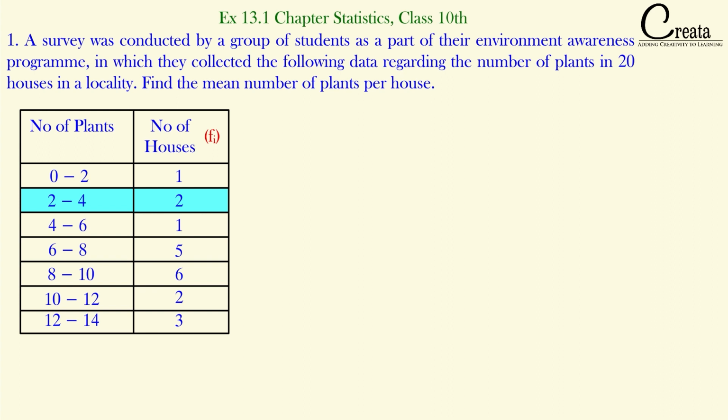That is, 2 houses are having the number of plants in the range of 2 to 4. Got it? So we got Fi, that is the number of houses. Firstly, let's calculate Xi, that is the observation. And what is observation? Observations are the midpoint of the range.